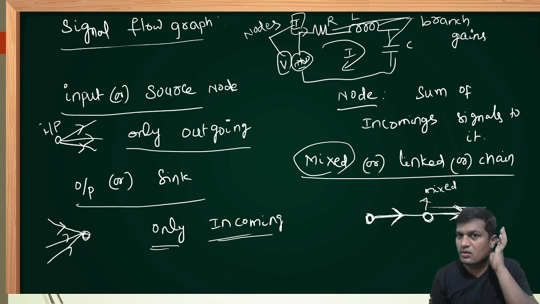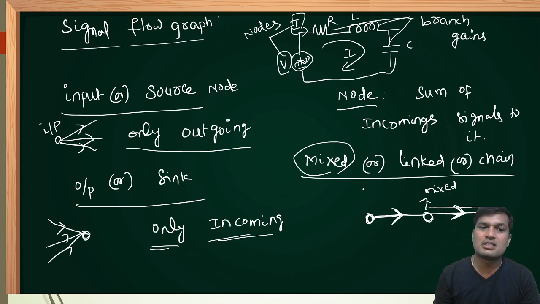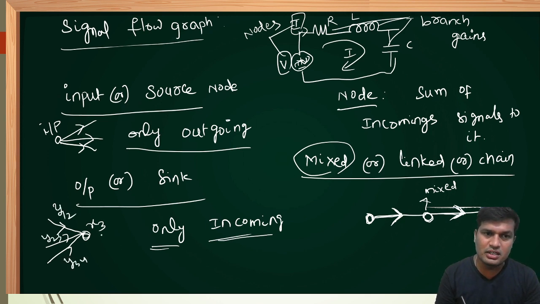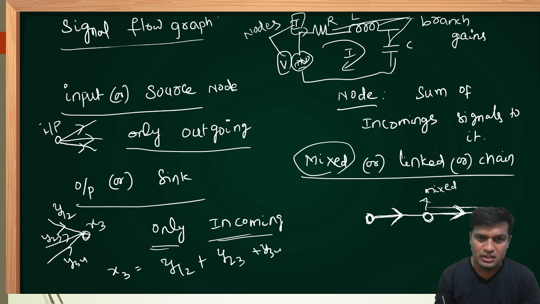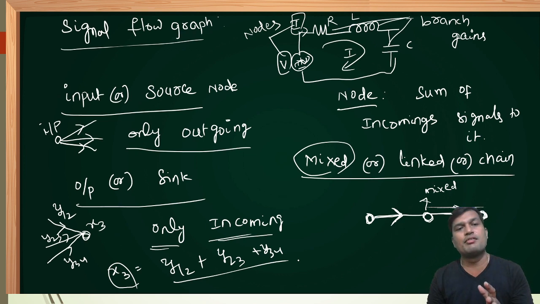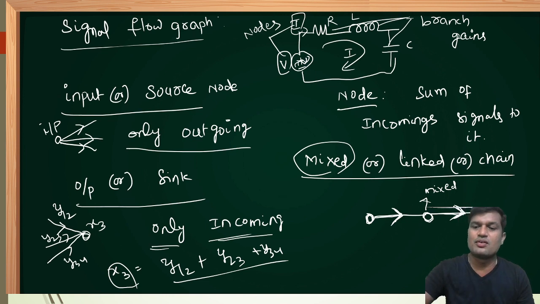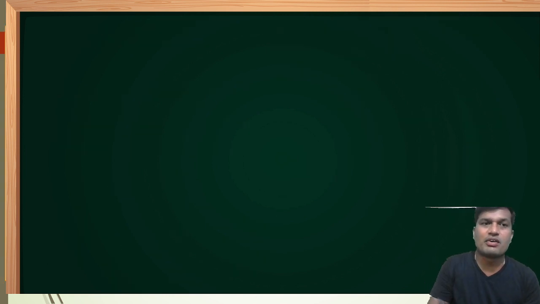And one more thing, what is meant by node? A node is a variable, simply the sum of incoming signals to it. Let's say this is x3, and the incoming signals are y12, y23, y34. Sum of all incoming signals: x3 is equal to y12 plus y23 plus y34. That is nothing but a node. Node means the sum of incoming signals to it. I hope everybody understands what is input node, output node, node, and mixed node. Now let's go to forward path.